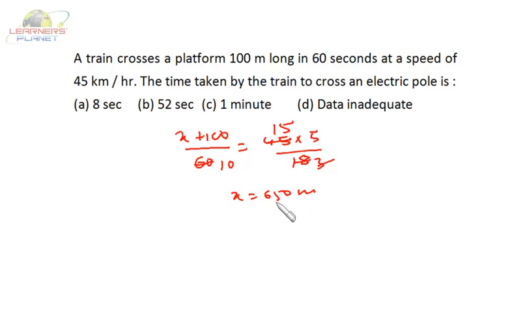That is the length of the train. Now this is the length of the train. This is the speed of the train. So we can calculate the time taken by train to cross an electric pole. So it is length of the train divided by its speed.